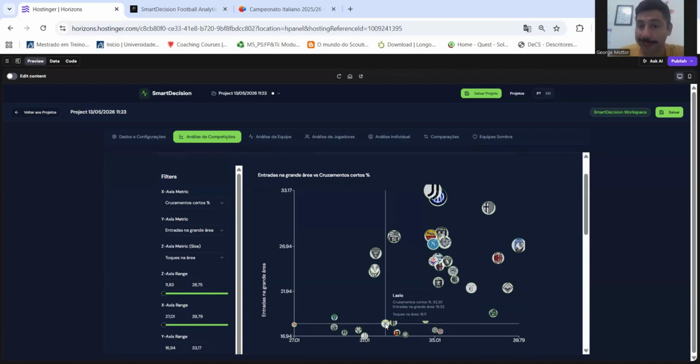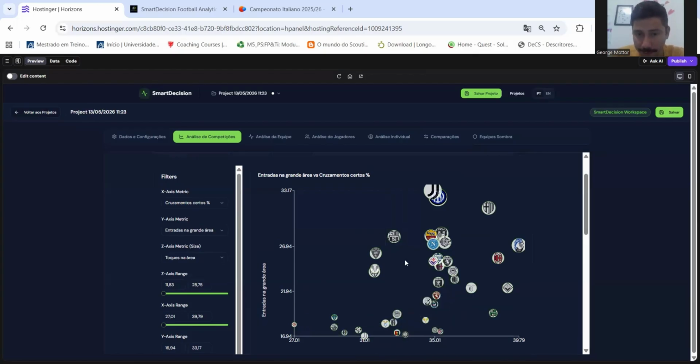Accurate crossing, 32%. Atalanta, it's 39%. That percentage seems small, but it makes an absurd difference up front. Because if the ball arrives in better conditions, if the cross arrives better for the striker to score, logically there will be better conditions for the goalscorer. Just like the touches in the area.